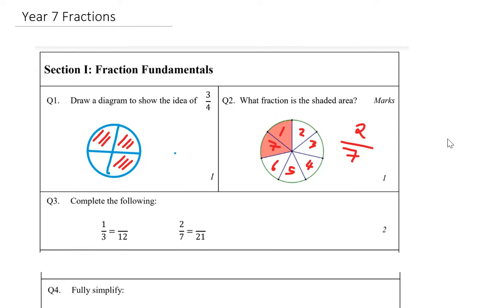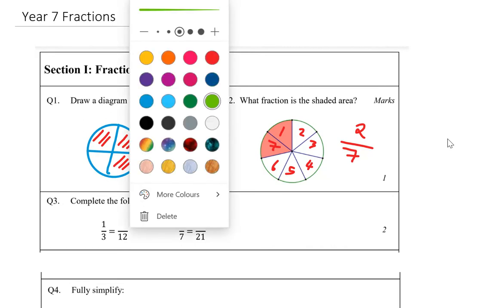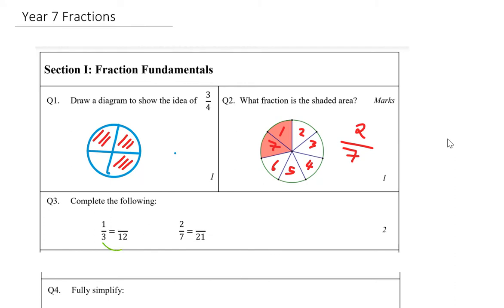Now it says in question 3, complete the following. So these are equivalent fractions. So we need to decide what number we multiplied to get from 3 to 12. So effectively solving this equation, 3x is equal to 12, x must be equal to 4. That's a multiply by 4. Whatever we do to the denominator, we must do to the numerator. 1 times 4 is 4.